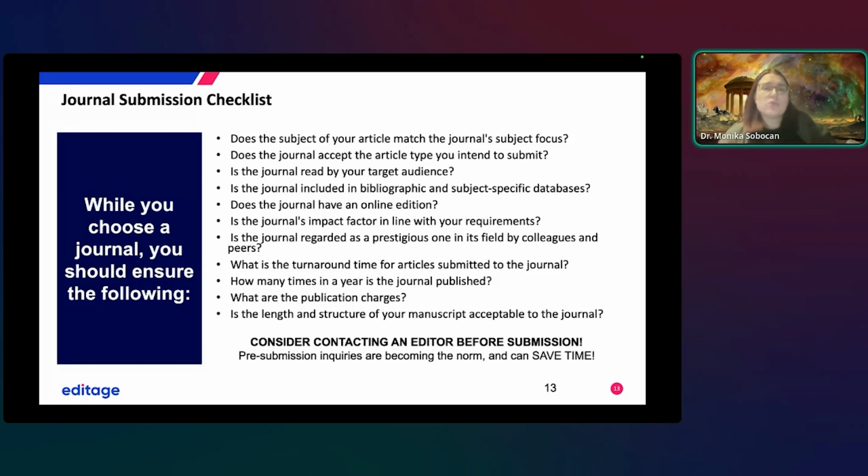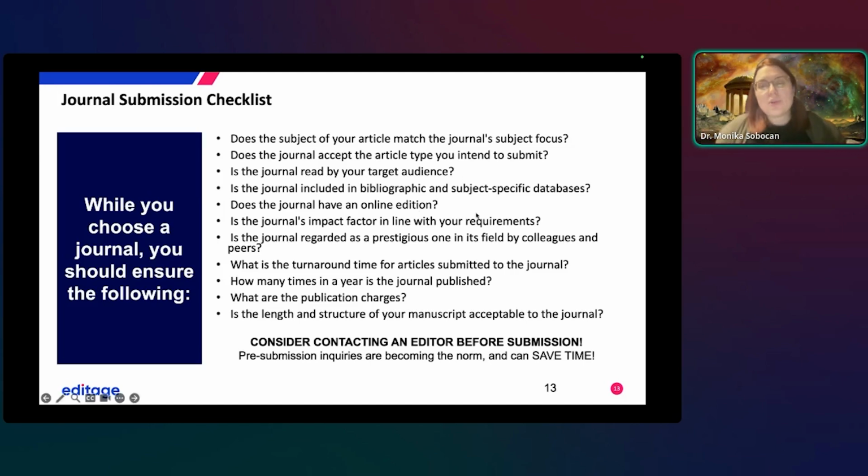Then the next question is, is the journal read by your target audience? So if you want to talk with other translational researchers about a new methodology that you tried, it's definitely a different type of communication than if you want to communicate how your results are important for the general public and how your results will be implemented in the future. So consider who you want to impact with your research.